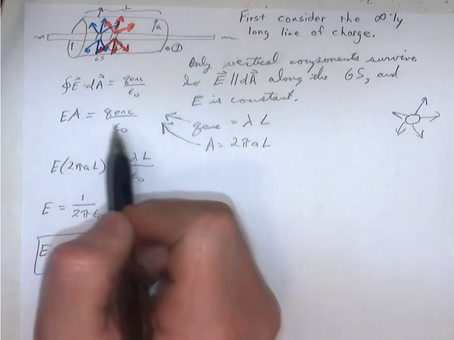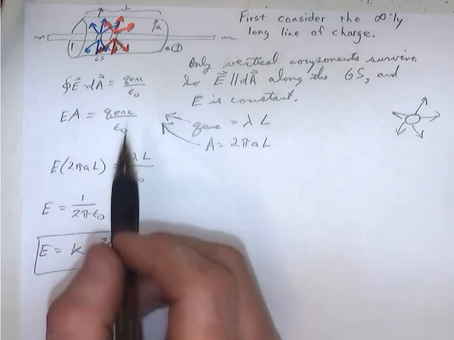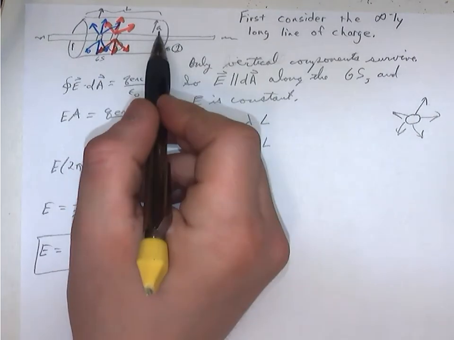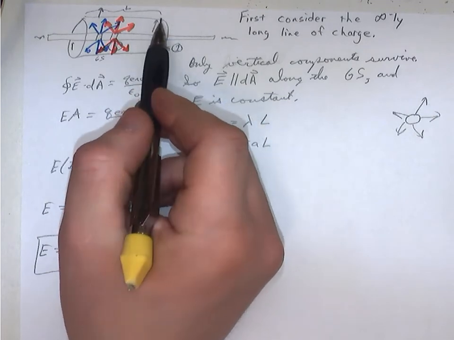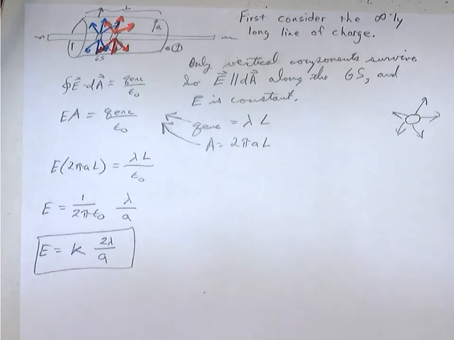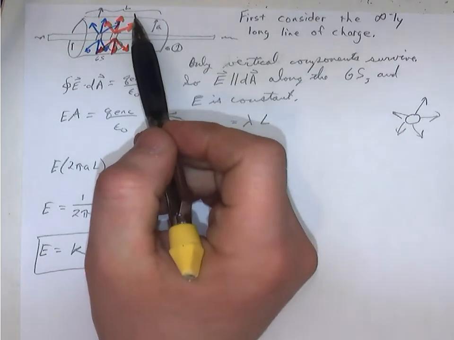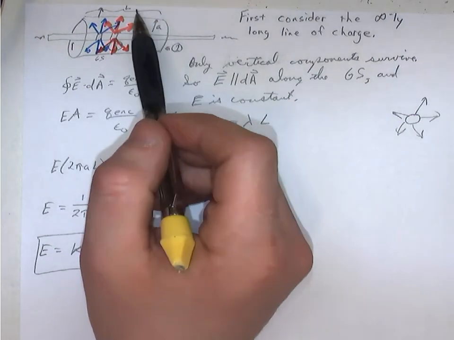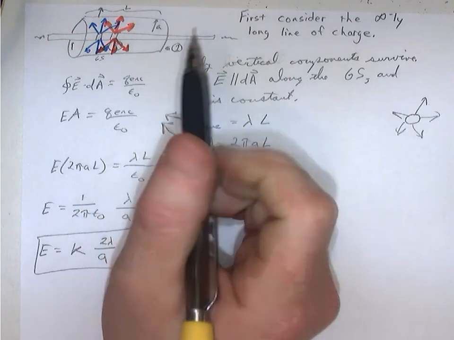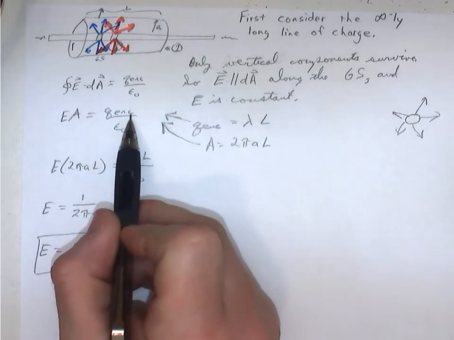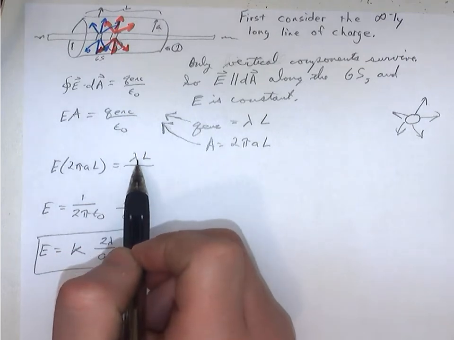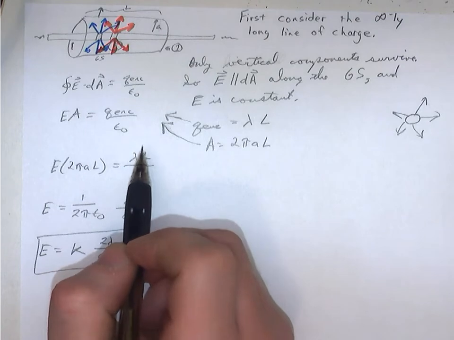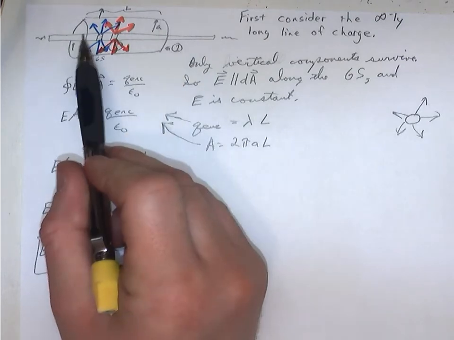epsilon naught. Well, what is the area of this surface? It's 2 pi a, where a is the radius. So 2 pi a is the circumference, and then you multiply by the length L of this cylindrical Gaussian surface. What is L? I don't know. Let's hope it cancels out, because I just arbitrarily chose this length for the Gaussian surface. Okay, so let's look at the charge enclosed. The charge enclosed is just the linear charge density enclosed by the cylinder of length L.